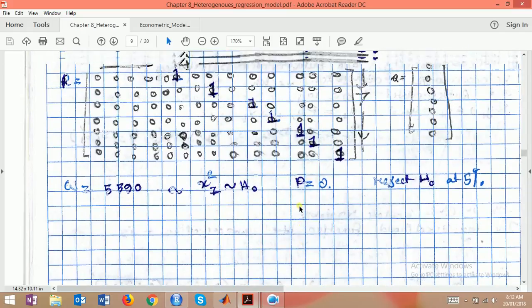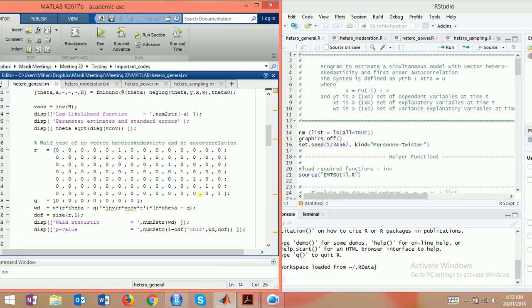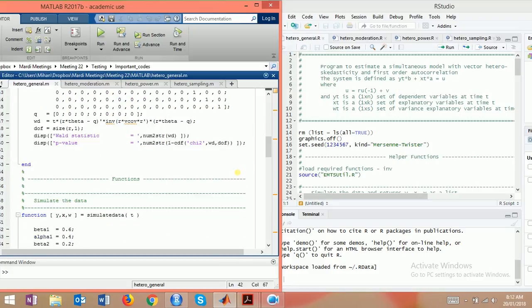No. Here. See, the joint Wald test we are talking about is when the D's and rows, where the D's are located and rows 1 1, 1 2, 2 1, 2 2 come simultaneously. That's all you need to know in the heteroskedastic case.